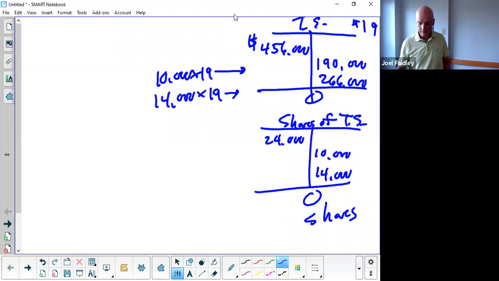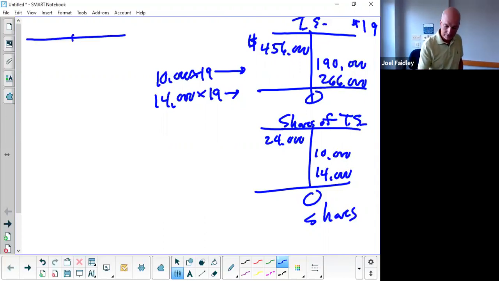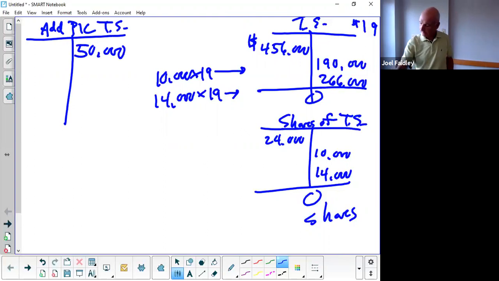Not sure I shared that right. Okay. So there we have additional paid-in capital, treasury stock. What did I just say? $50,000, right? $5 a share. Yep. So there's the 50,000 that I post to my ledger. This is the ledger.